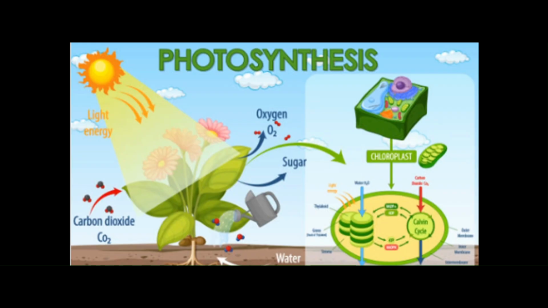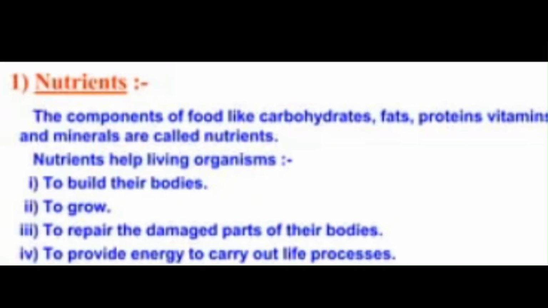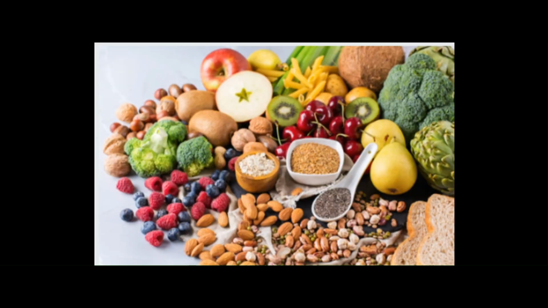Plants are the only organisms that can prepare food for themselves by using water, carbon dioxide, and minerals. The raw materials are present in their surroundings. The nutrients enable living organisms to build their bodies, to grow, to repair damaged parts of their bodies, and provide the energy to carry out life processes. Nutrition is the mode of taking food by an organism and its utilization by the body.